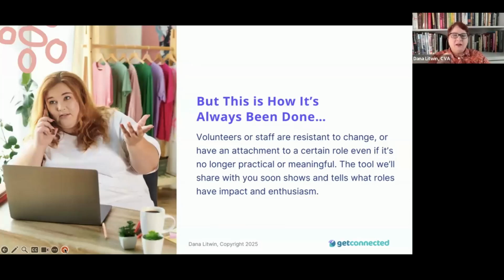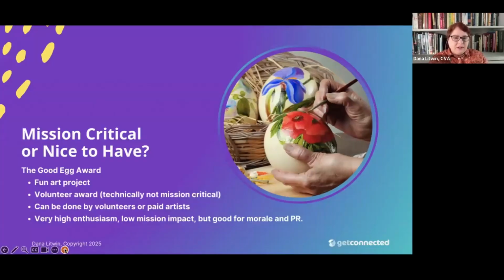But when you communicate along the way of doing an update or change or an assessment or an evaluation, why and how volunteer roles or programs might be assessed, then you build early buy-in, you get feedback, good or bad, and that's information that's useful, and you set expectations that everyone involved understands. So that is human-centered and then data supported. So the tool we have today will help show the data of what roles have impact and what roles have enthusiasm behind them. So another little zoo story of mission critical or nice to have.